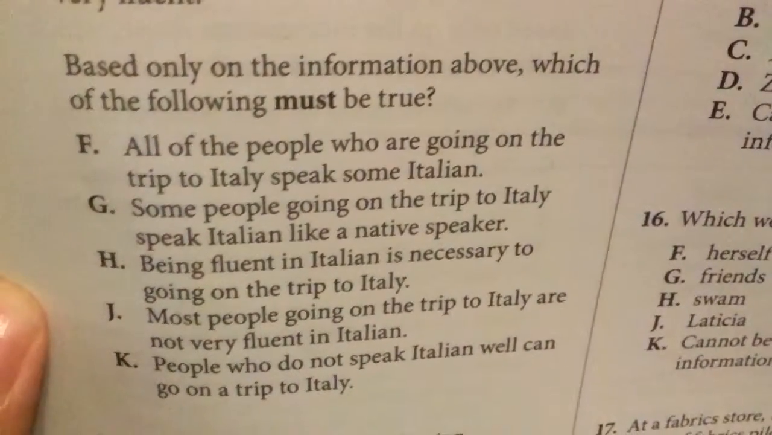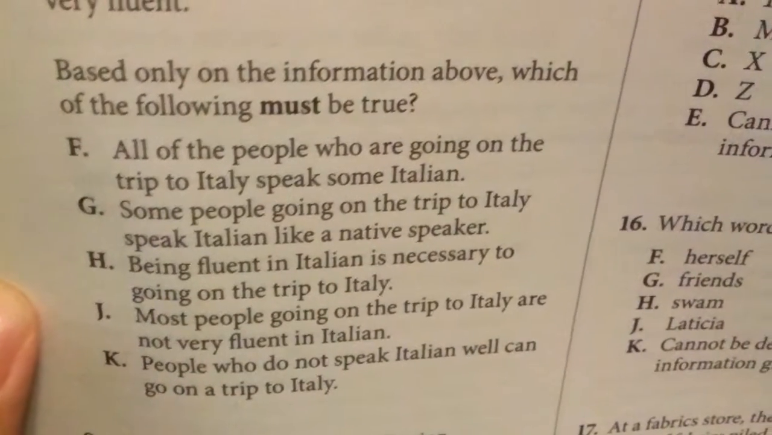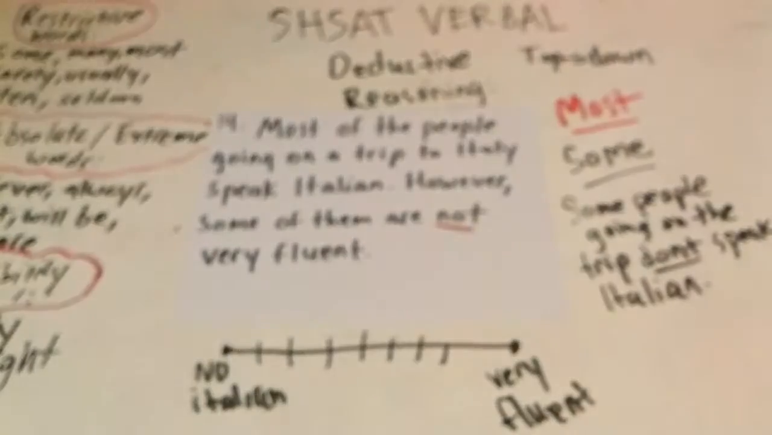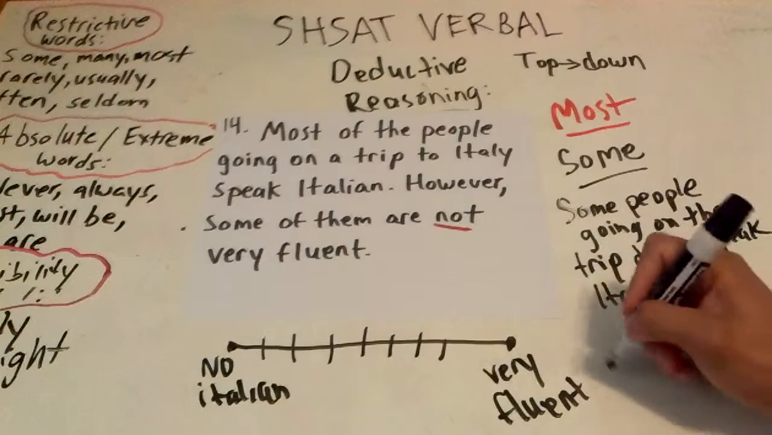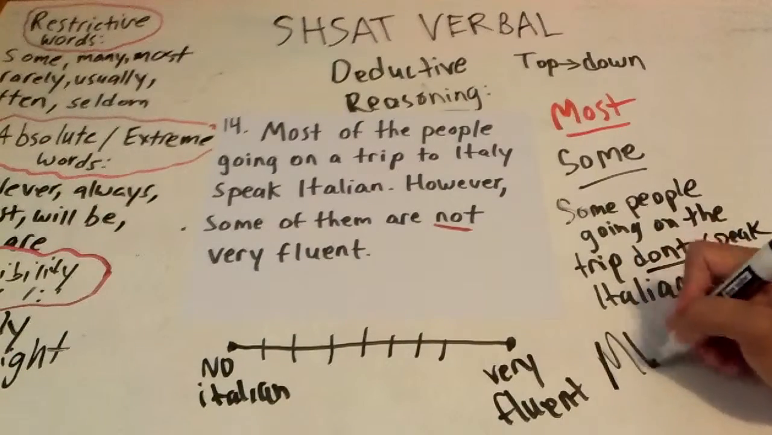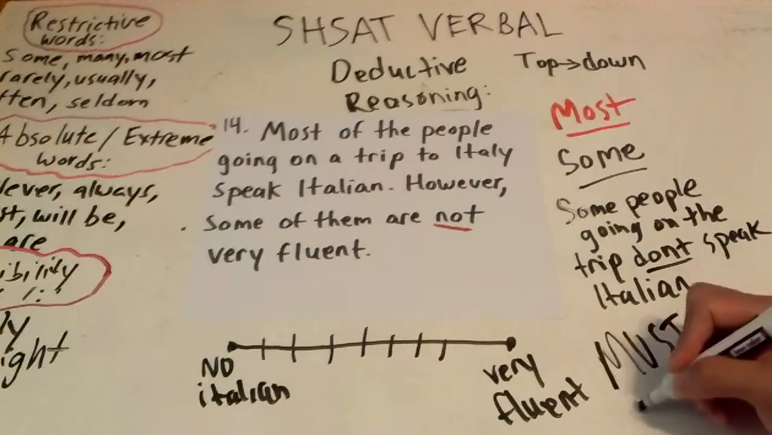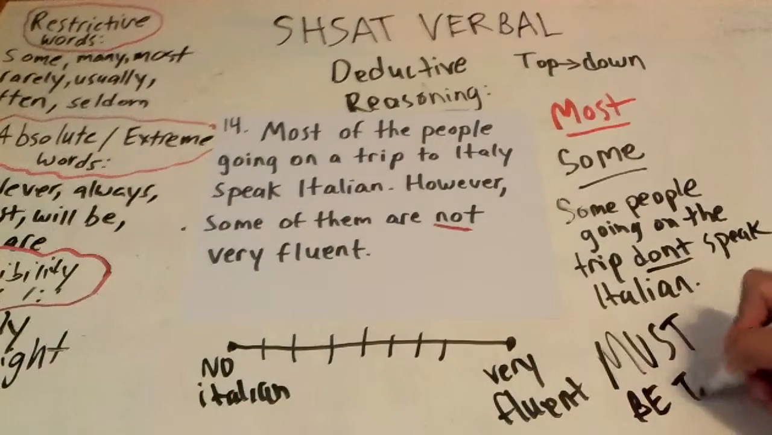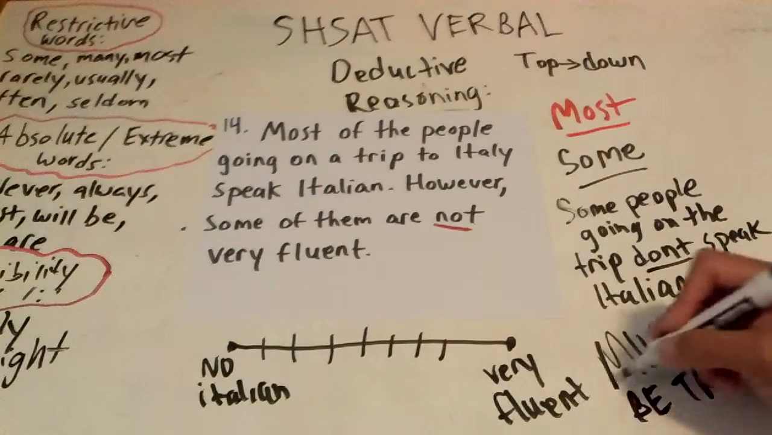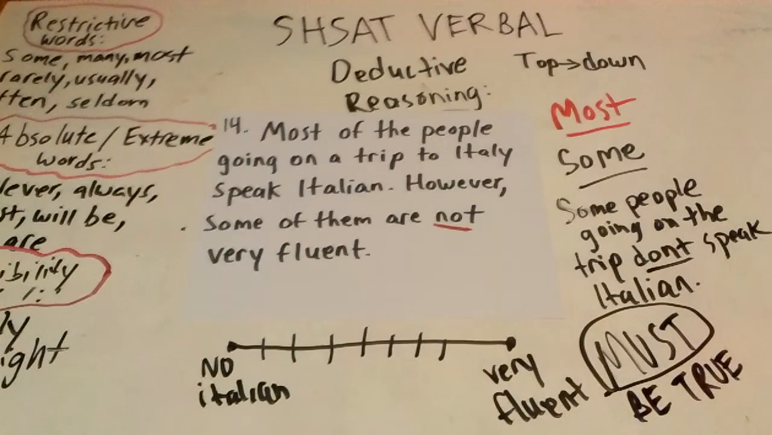Alright, so there it is. It says, based only on the information above, which of the following must be true? Nice. Must. They're looking for a must. Must be true. Don't tell me what possibly can be true. Some of those answers in the multiple choice are possibly true. They're not looking for what might be true, sometimes it might not be true. They're looking for what must be true.